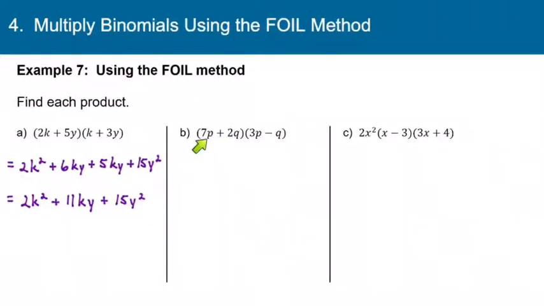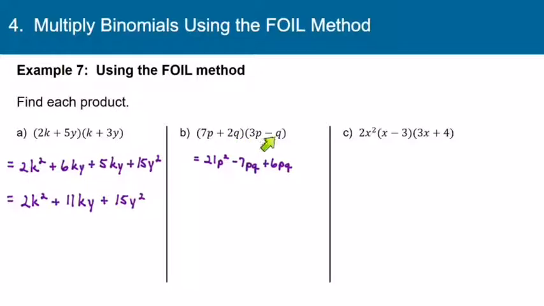Now for part B, we have 7p plus 2q times 3p minus q. First times first would be 7p times 3p, so that's 21p squared. Outer times outer would be 7p times negative 1q, so that's going to be negative 7pq. Inner times inner would be 2q times 3p. So that's going to be 6pq. Remember, we try to keep our variables in the same order so that our like terms will be obvious.